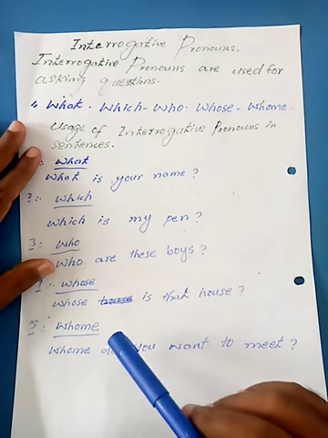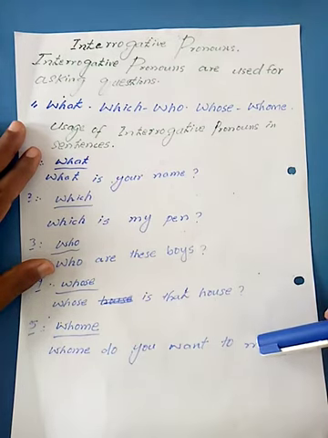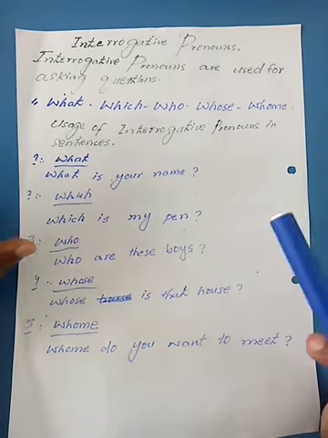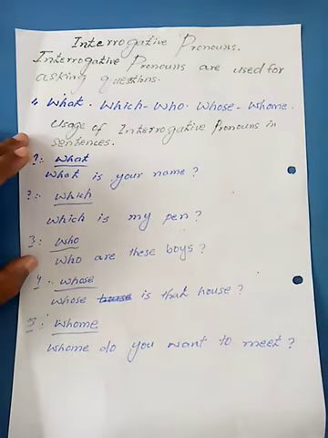Number 5, whom. Whom do you want to meet? Aap kisse milna chahte hain? Very easy subtype of pronoun it is, so you can understand it very easily.